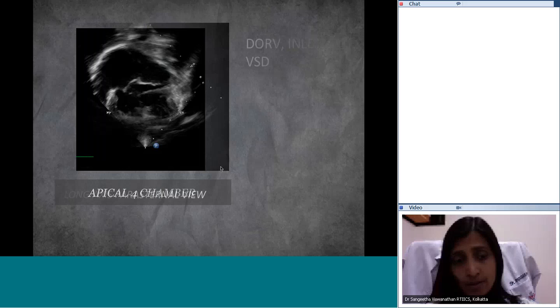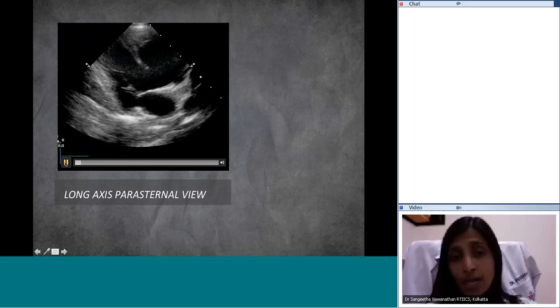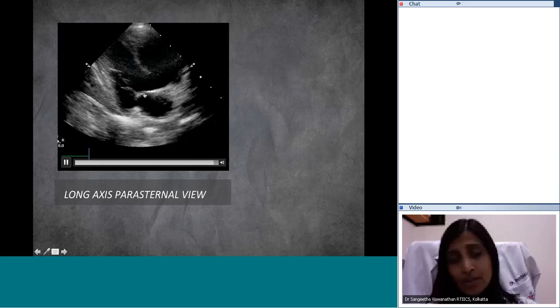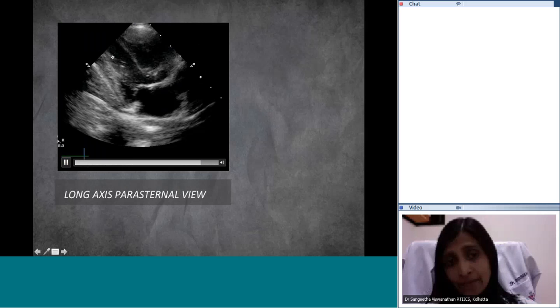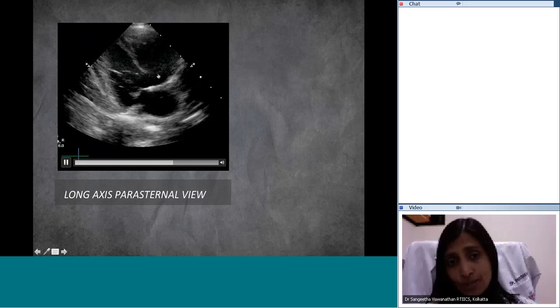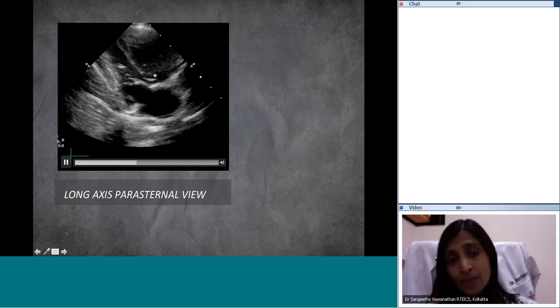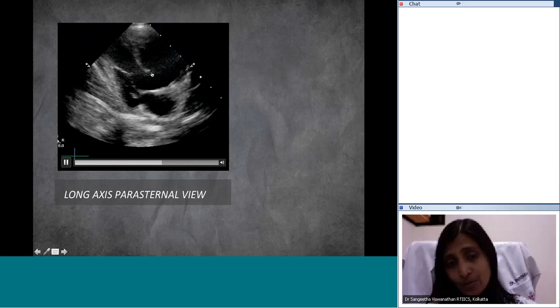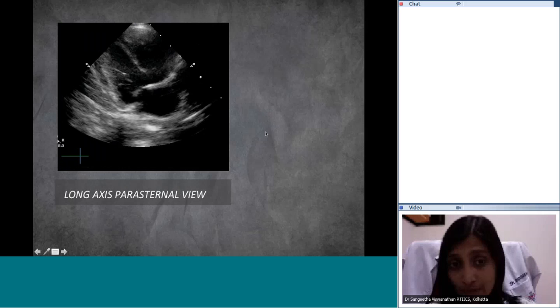This is a long axis parasternal view. And here again, you see this is the mitral valve, LV, and you can see bits of tricuspid valve coming in to attach to the crest of the septum. So there is a degree of tricuspid valve straddle in this patient.